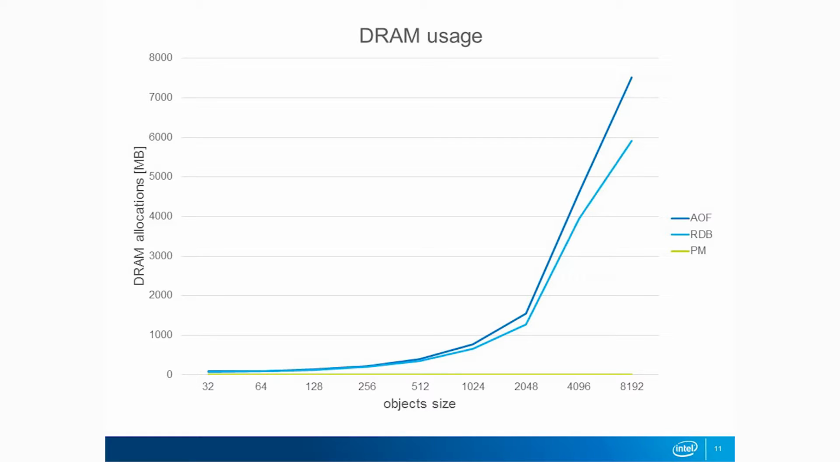Here we can see the usage of DRAM in the system. So for a data set size of around 5 gigabytes, the AOF requires around 8 gigabytes of RAM. For the persistent memory version, we need around 10 megabytes of RAM. So we really need much less RAM in our system.